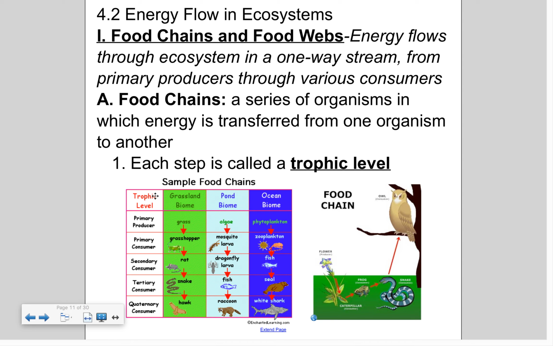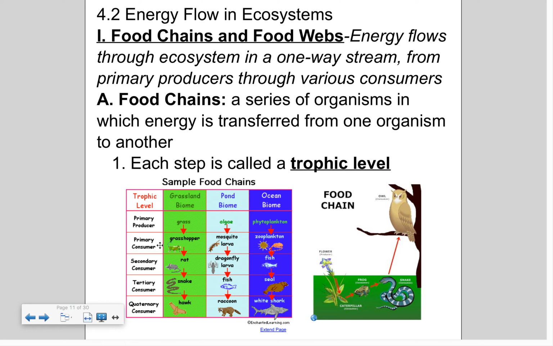Here's some others, and I like this graph right here because it shows the trophic levels off to the side. We're starting with our primary producer, maybe a grass, to our primary consumer, the first organism that consumes the producer. So that's the grasshopper. Then a secondary consumer that consumes the primary consumer, in this case a rat, and then to a snake and to a hawk. Here they're looking at a pond biome. Here's an ocean biome. But the arrow is still pointing similarly in this food chain diagram.